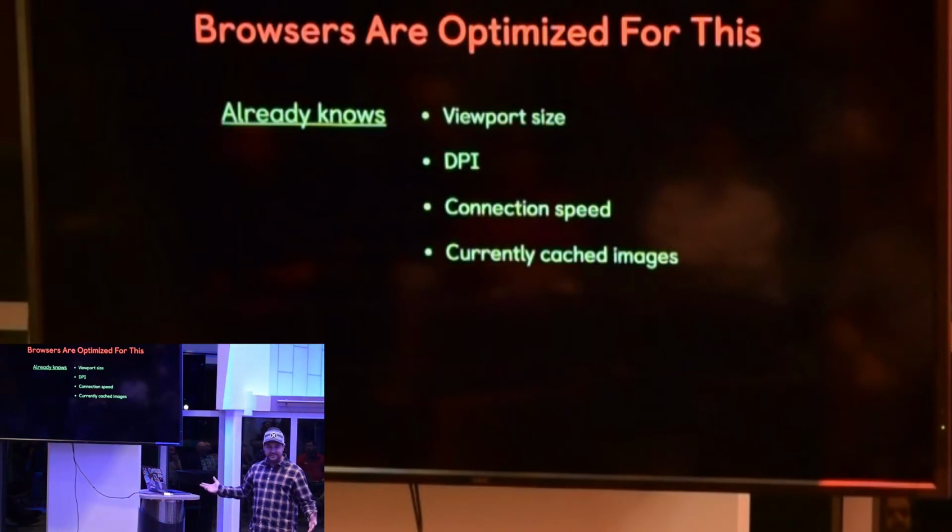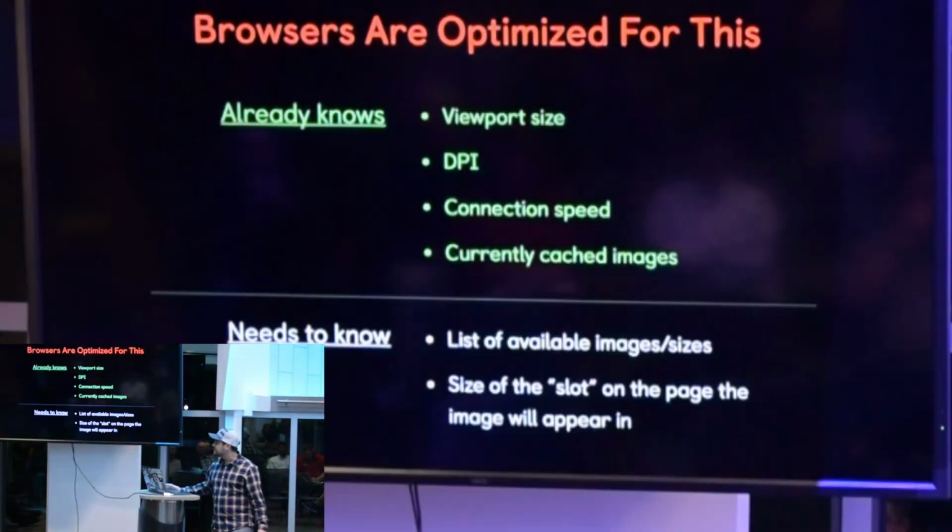Browsers are already optimized to do this. So what does the browser already know? Without the developer telling it anything, it knows the viewport size, the DPR, the connection speed, and the currently cached images. So all we really need to do is tell it two things: here's the list of all the images and their sizes, and here's the size of the slot that I expect this image to go in. With those two pieces of information, it can make an intelligent decision.